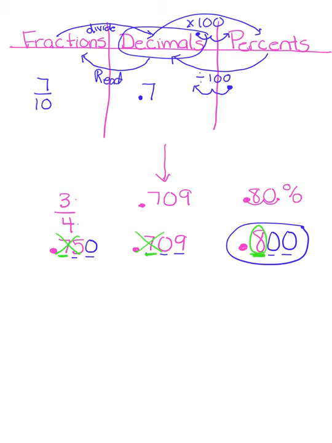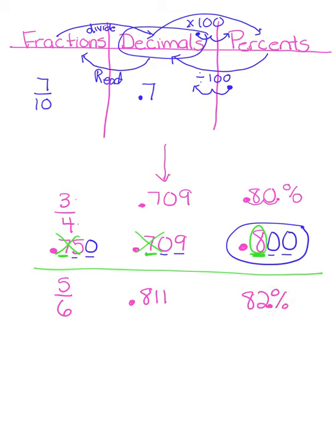Let's try another one. In your notebook, please jot down these three values: the fraction 5/6, the decimal 0.811, and the percentage 82%. And remember, the decimal lives behind the 2.